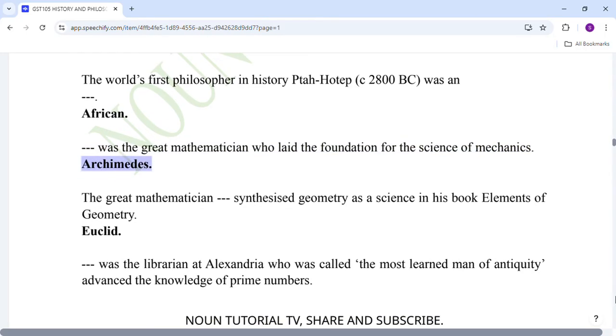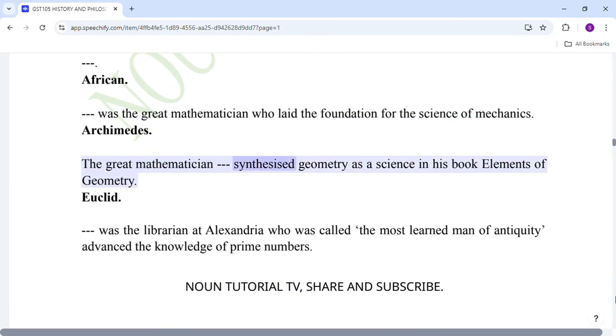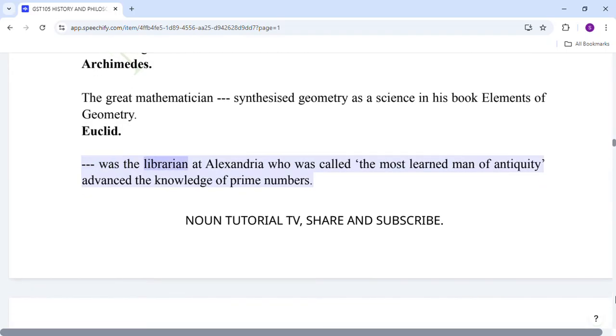Archimedes was the great mathematician who laid the foundation for the science of mechanics. Euclid, the great mathematician, synthesized geometry as a science in his book Elements of Geometry. Eratosthenes was the librarian at Alexandria who was called the most learned man of antiquity and advanced the knowledge of prime numbers.